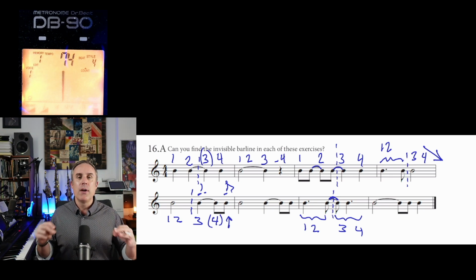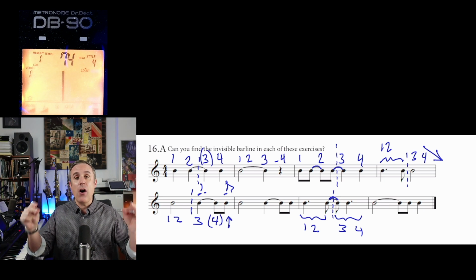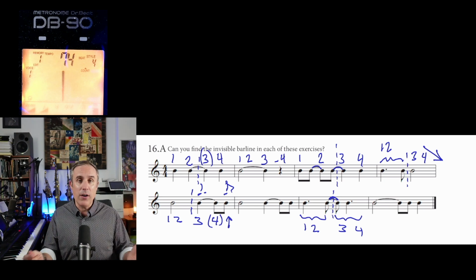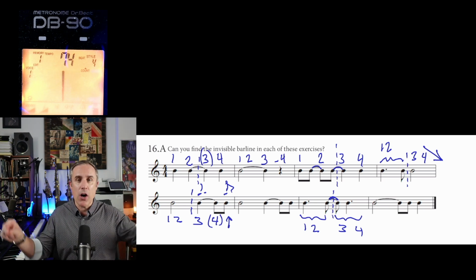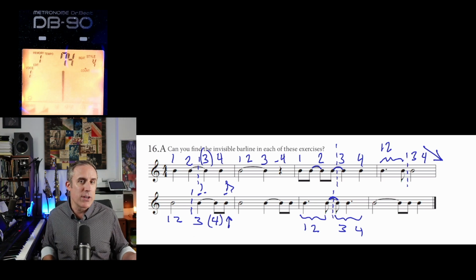1, 2, 3, 4. Ta, ti, ta. I'll do that again. Do it with me. 1, 2, 3, 4. Ta, ti, ta. That's a really cool measure, and it's written correctly, and that is definitely the way that I would want that to be written.